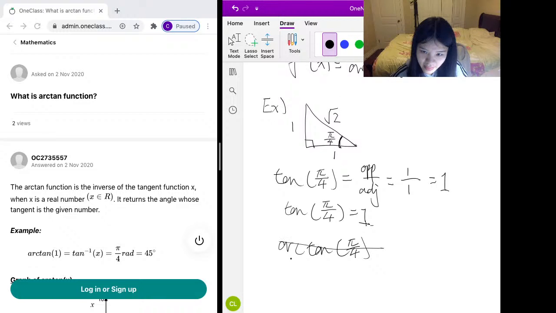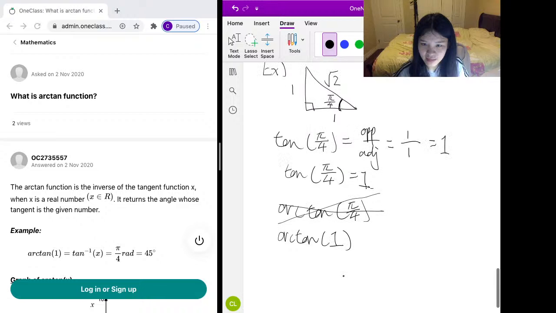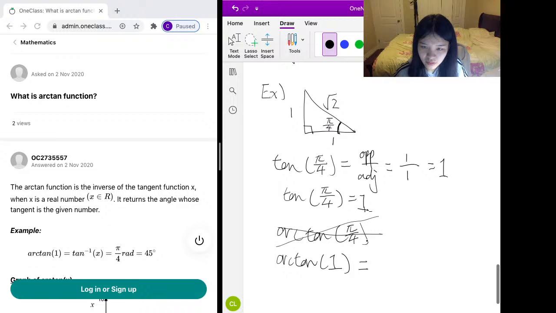That doesn't make any sense, because the arctan function doesn't take an angle, but instead it takes a tangent. So we know that arctan of 1 is equal to pi over 4.